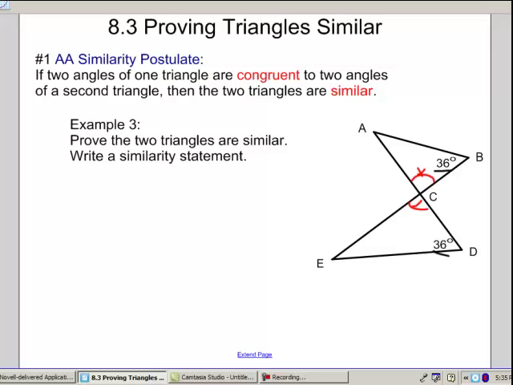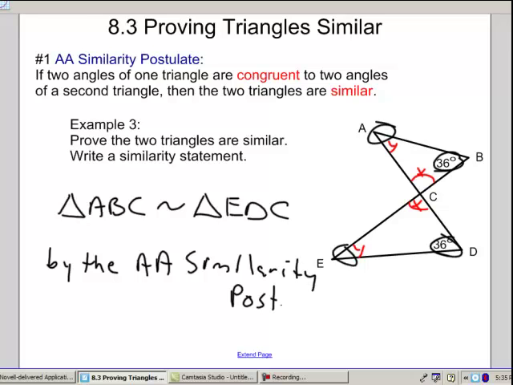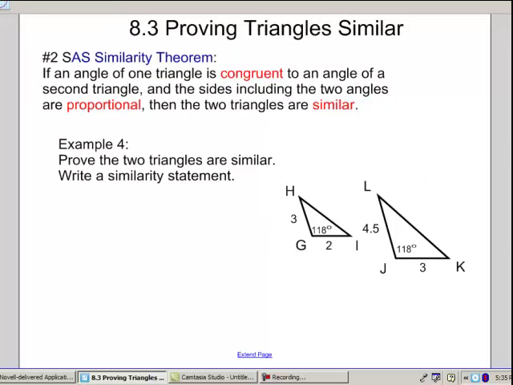Now I'm going to call this X and this X. I'll call this Y and this Y to make sure that I match these up to write a similarity statement. Triangle ABC is similar to triangle... well, A corresponds with E, B corresponds with D, and C corresponds with C. So triangle ABC is similar to triangle EDC by the angle-angle similarity postulate. That is amazing handwriting. I'll teach you to do that one day.